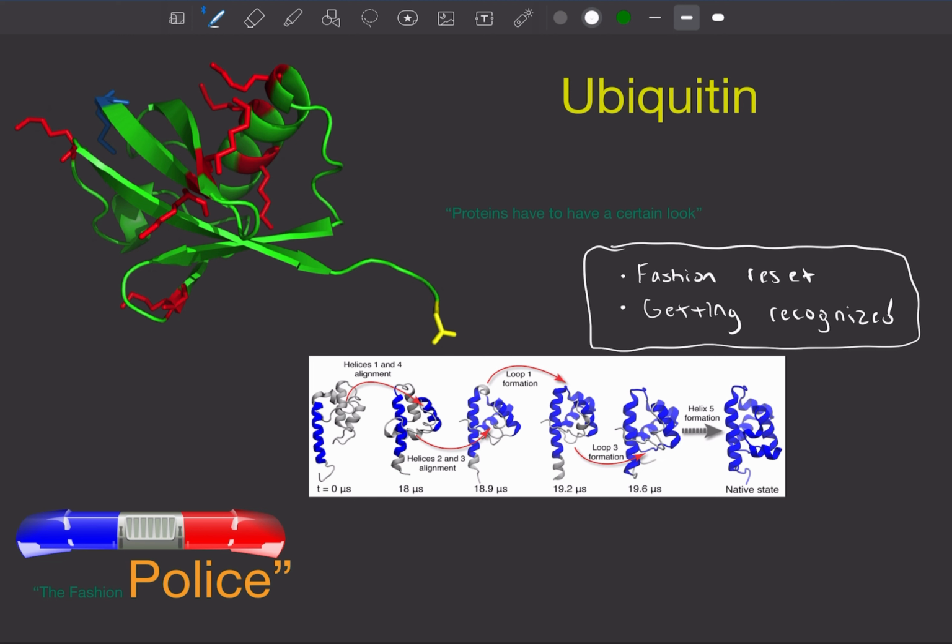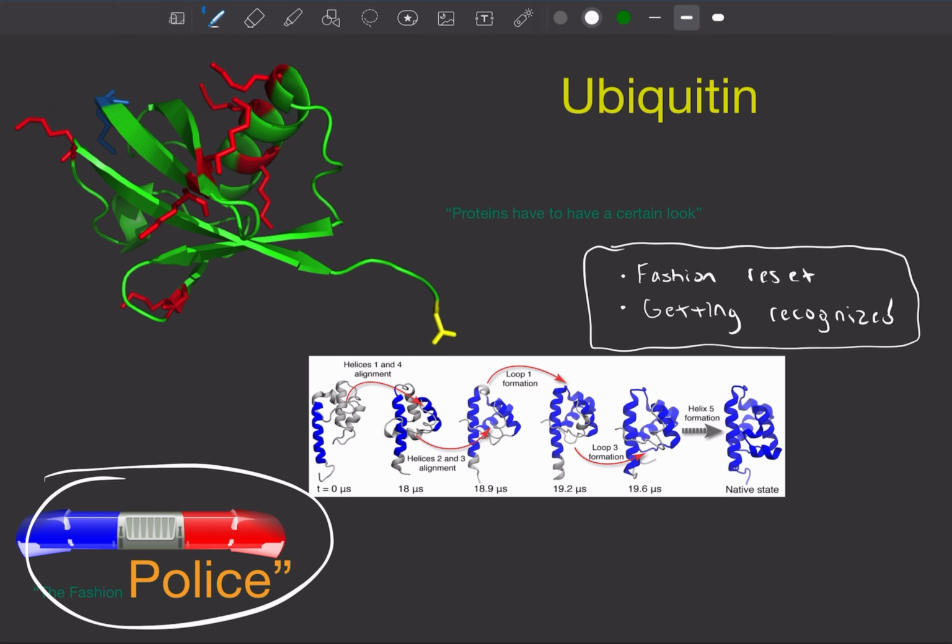So one thing I like to rave about with ubiquitin is that these proteins have to have a certain look. If they don't look a certain way, they can't be used. Ubiquitin is the fashion police. If you see down here, there are plenty of different proteins, some responsible for transcribing DNA, gene regulation, and structure. There's protein in your hair, there's protein in your fingernails.